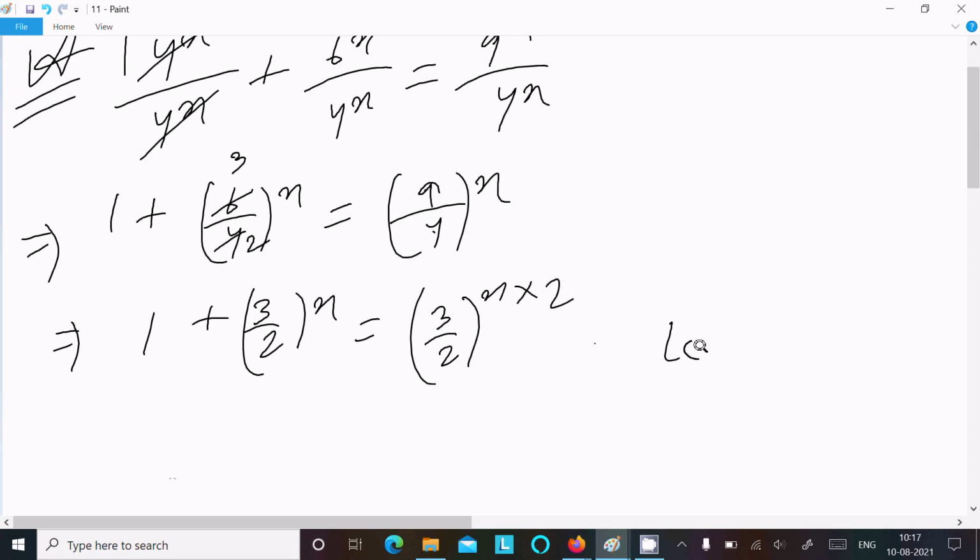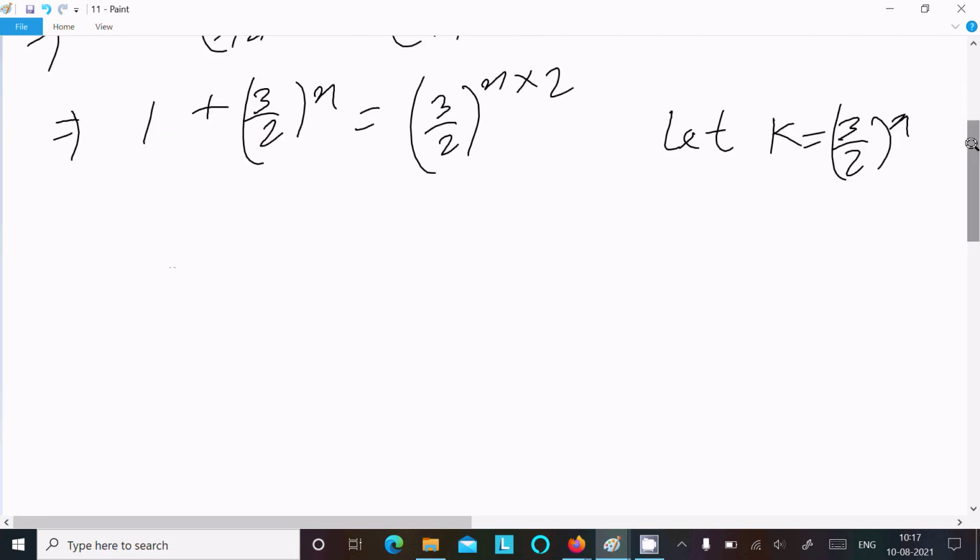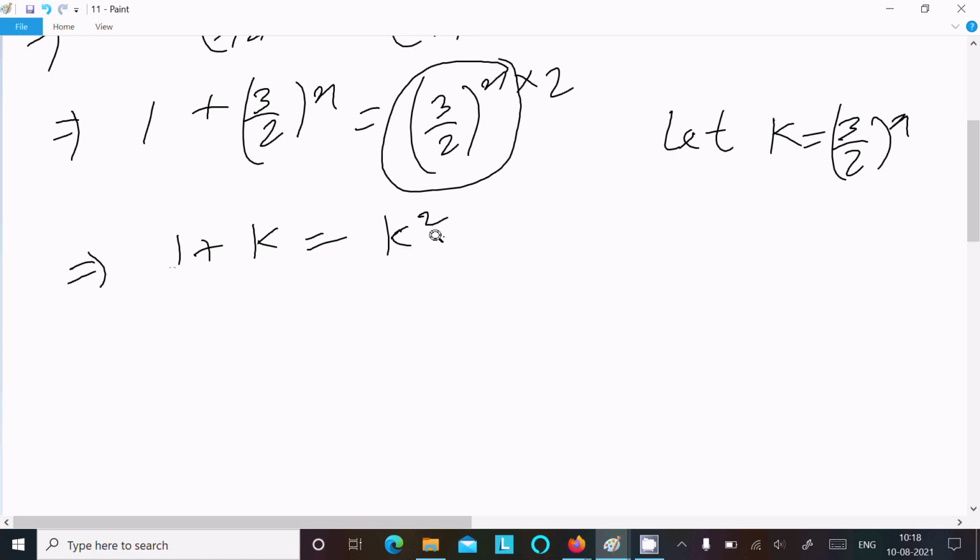Now let's assume k equal to 3 by 2 power x. After that here we can write 1 plus k, and this here I assume k. So k has the power 2, so writing k square, or we can write k square minus k minus 1 equal to 0.